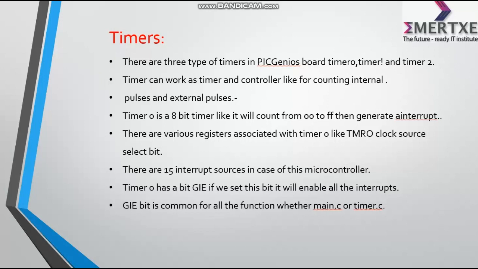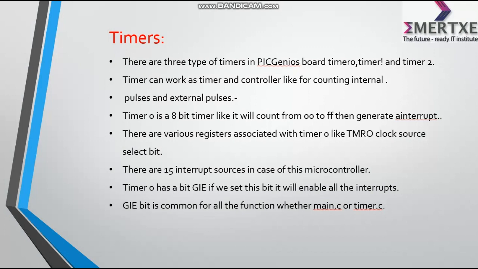Timer 0 is an 8-bit timer, like it will count from 00 to FF. FF here means a hexadecimal number, after which it becomes 00000000 and then generates an interrupt. There are various registers associated with timer 0, like the TMR0 clock source select bit. There are 15 interrupt sources in case of this microcontroller.